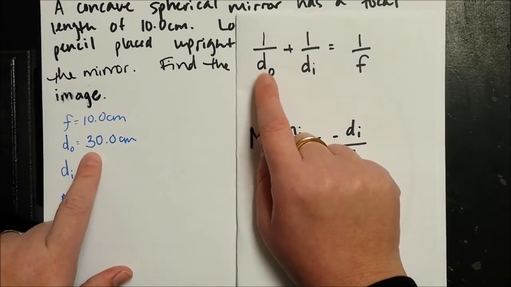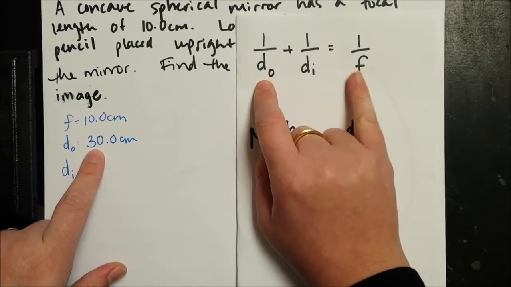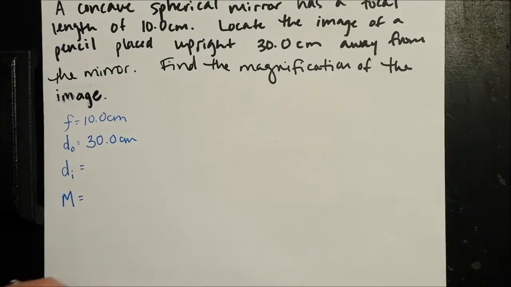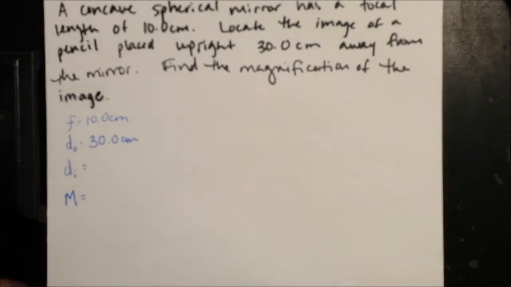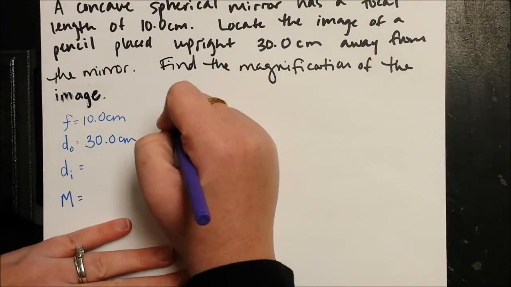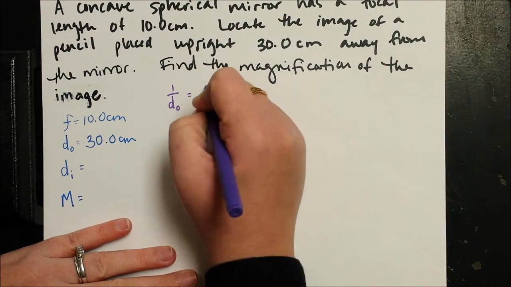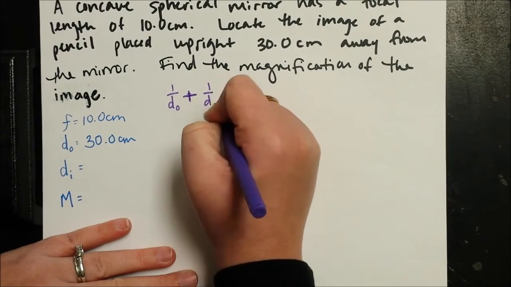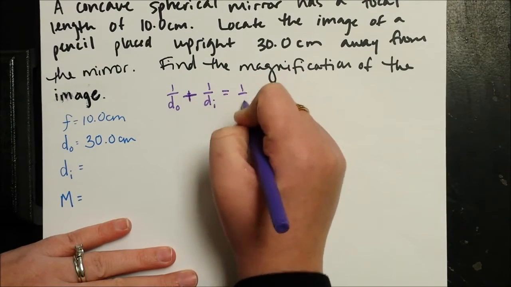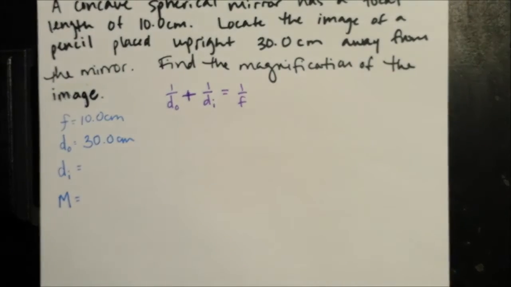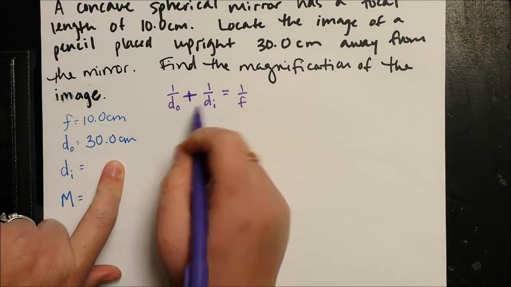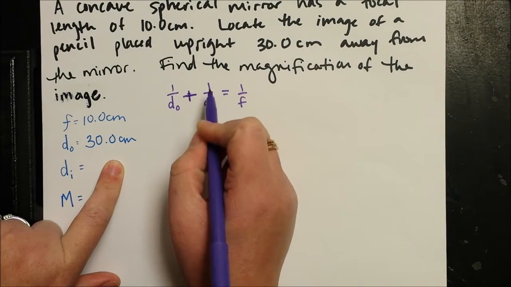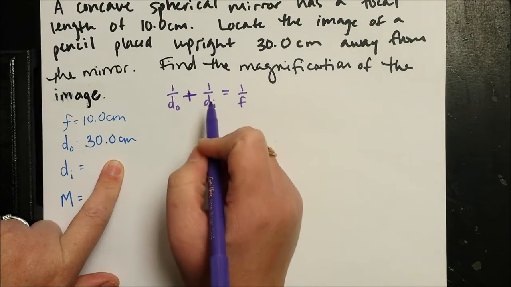So in the mirror equation, I know that I have the distance of my object. I also know the focal length, so I can find the distance of my image. So we've got 1 over DO, or the object distance, plus 1 over the distance of the image equals 1 over my focal length. Now a lot of people mess this up, and I'll show you where they mess up. I know that I want to find DI first, so before we plug anything in, let's go ahead and isolate DI.